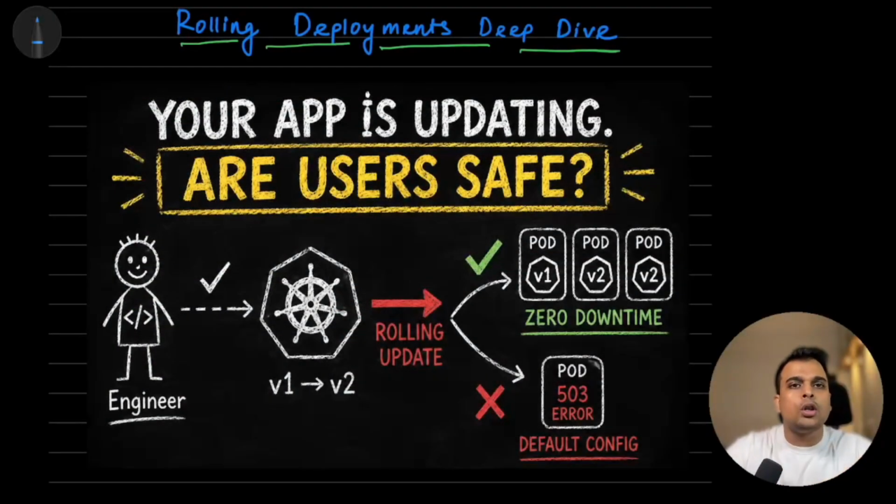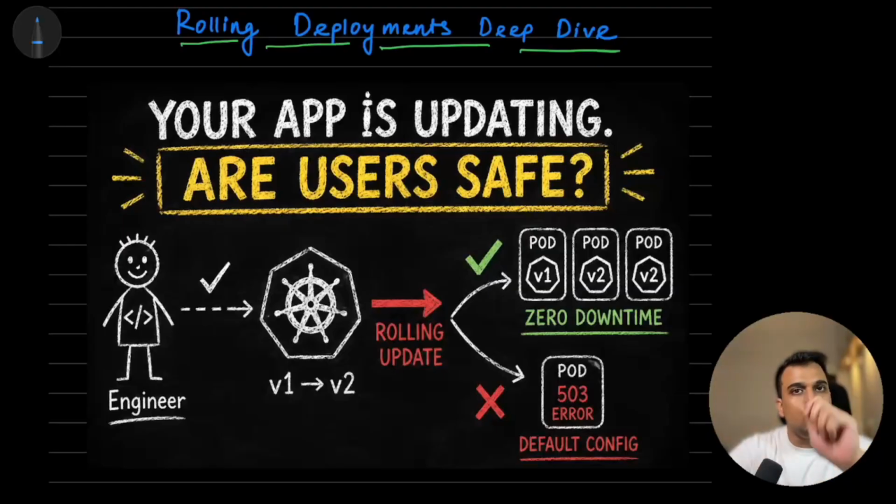So one of the most common things people say about Kubernetes is that rolling updates give you zero downtime. And that is absolutely true. I'm not denying it, but only if your application and your deployment are configured properly. So in this video, we will understand how a rolling update actually works, what Kubernetes is really doing during the rollout, and the four most common reasons users still see errors even though the rollout succeeded.